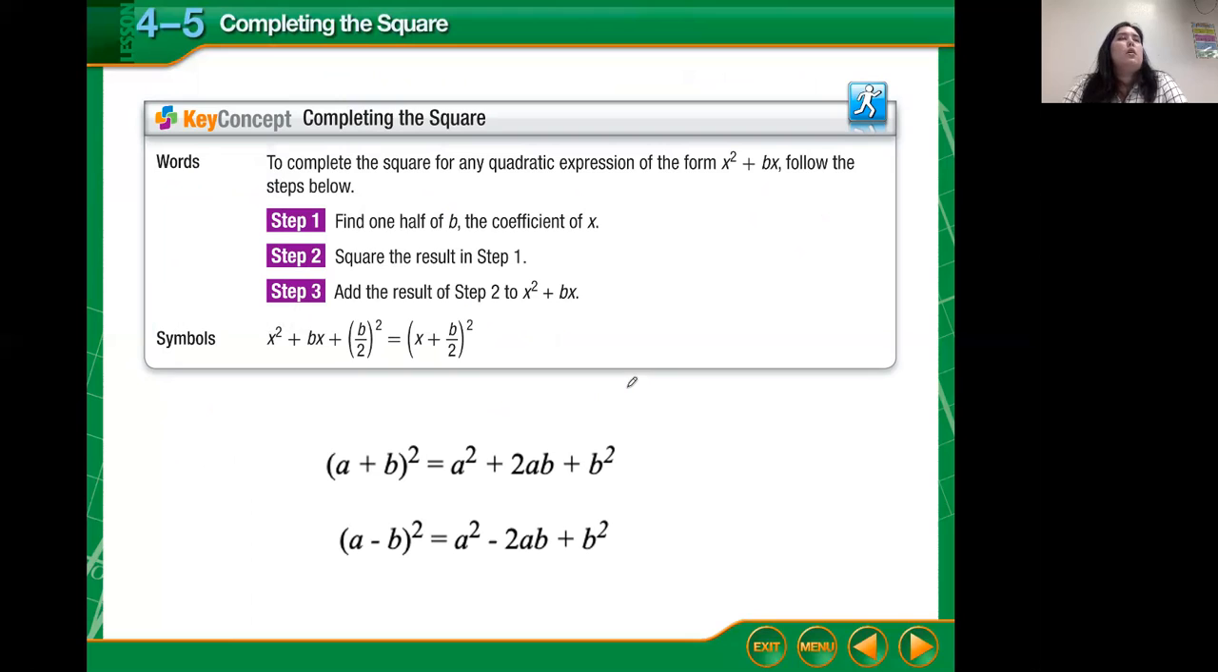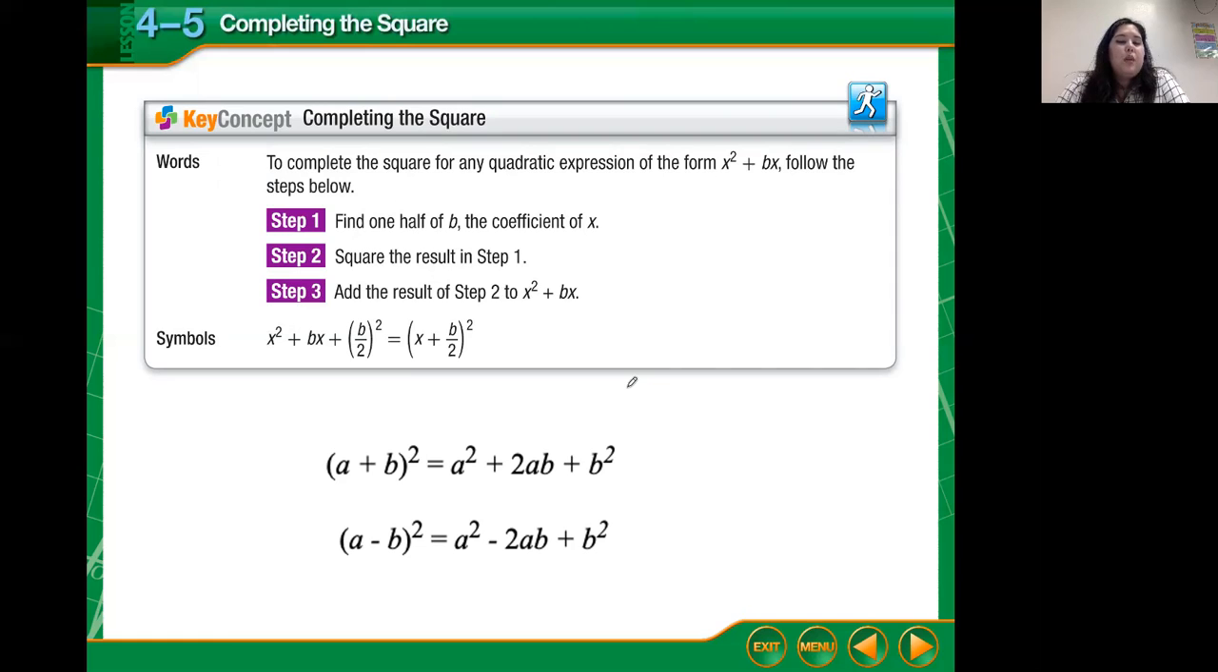All right, so we are going to be looking at completing the square. It's a way to solve a problem, but it's also a way to go from standard form to vertex form, which we will address more next class. To complete the square for any quadratic expression of the form x squared plus bx, follow the steps below. Step 1, find half of b, the coefficient of x. Square that result and then add that result to both sides of the equation.